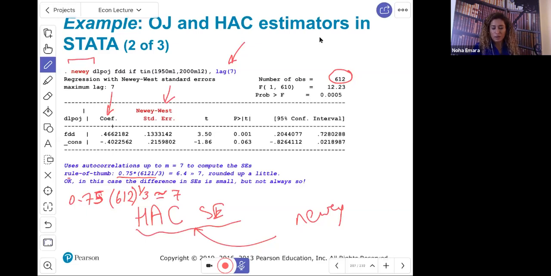Use 7 lags, because if I don't specify, as you can imagine, I have 612 time points. I would never keep on computing 612 serial correlations over 612 months. It's just too much. So we are using the rule of thumb by saying, compute the serial correlation for only the last 7 months, which is less than 4 years.